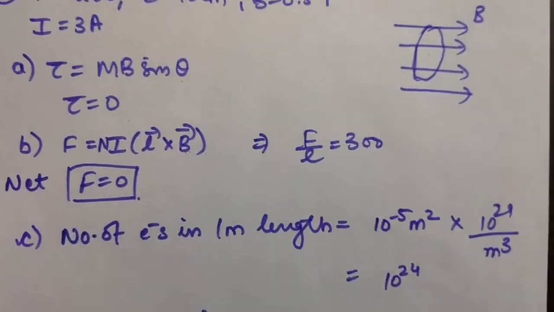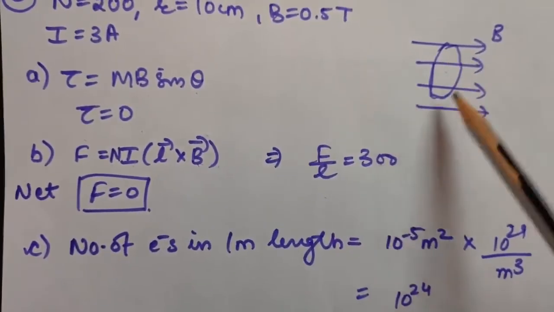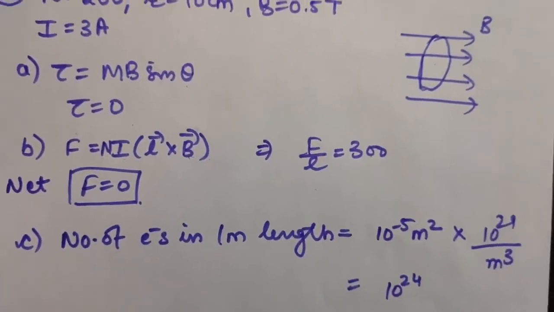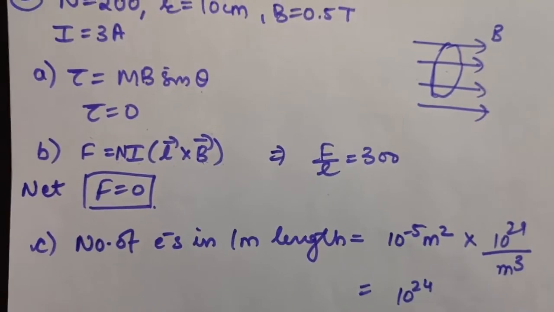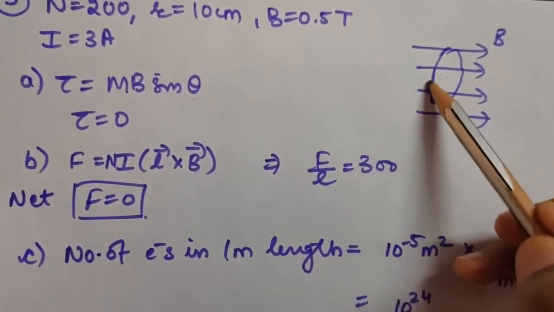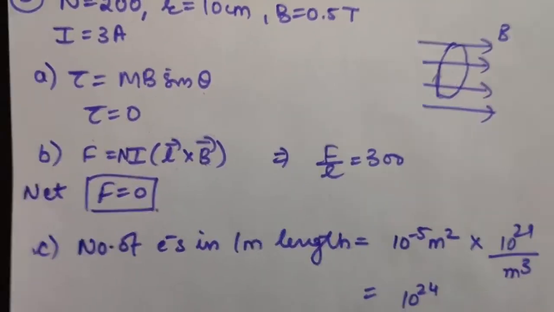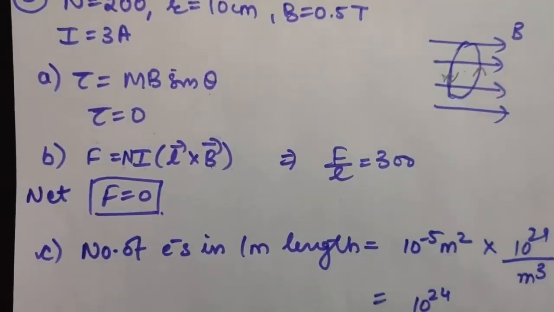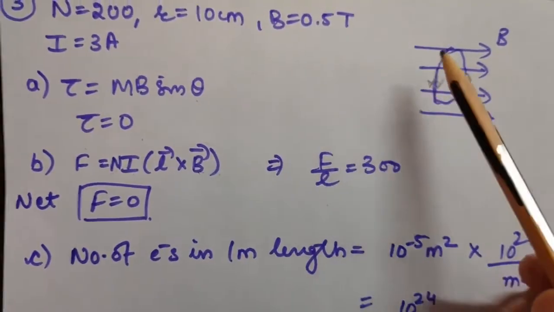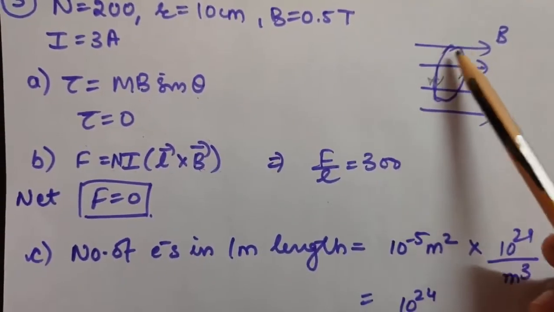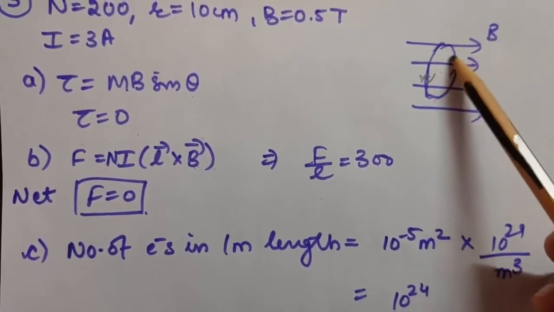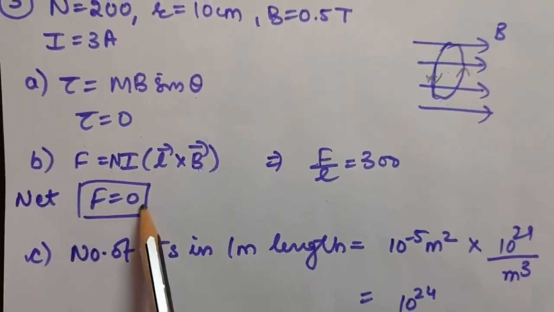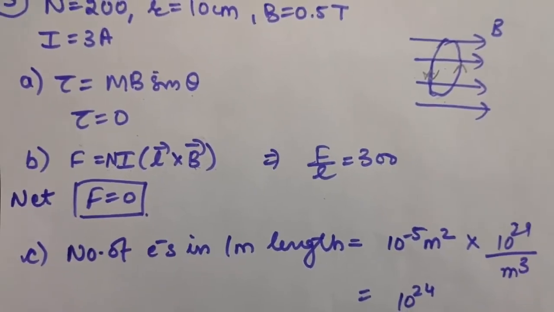But we can consider many segments of this coil, that means we can consider small segments. For each segment, F will come to be equal and opposite in direction. For example, let us suppose current is flowing in the anti-clockwise direction. Then for this half segment and for this half segment, force will come to be equal and opposite. Therefore, the overall force will come to be 0 again.